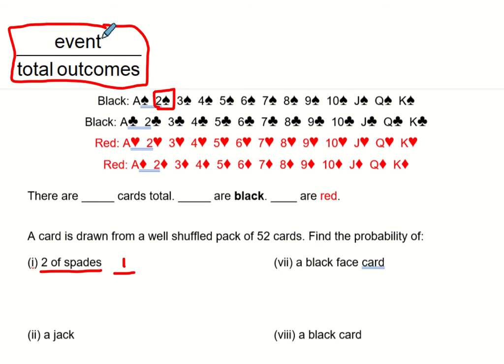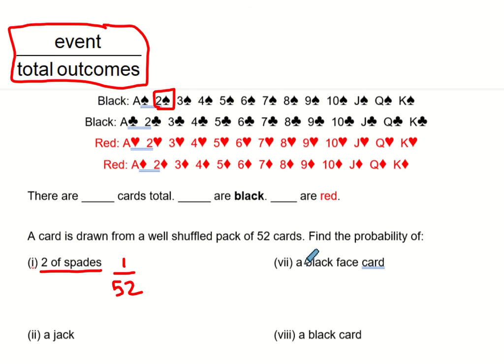So that's the event. How many different ways can that event happen? And then the total outcomes, meaning how many cards are in the deck. Well, there's 52 cards. By the way, each shape has 13 cards. So the probability of getting a 2 of spades would just be 1 out of 52.